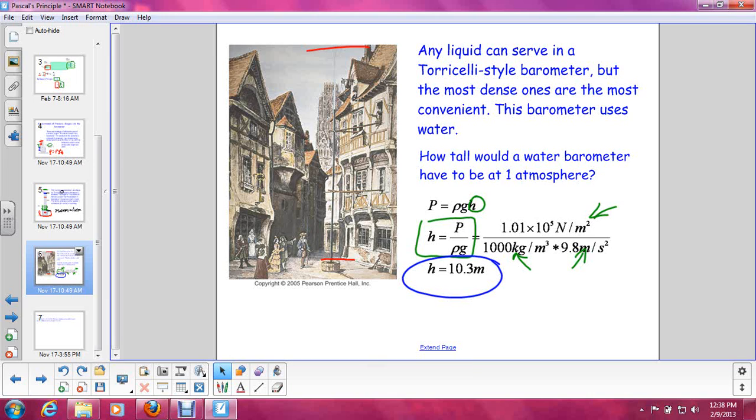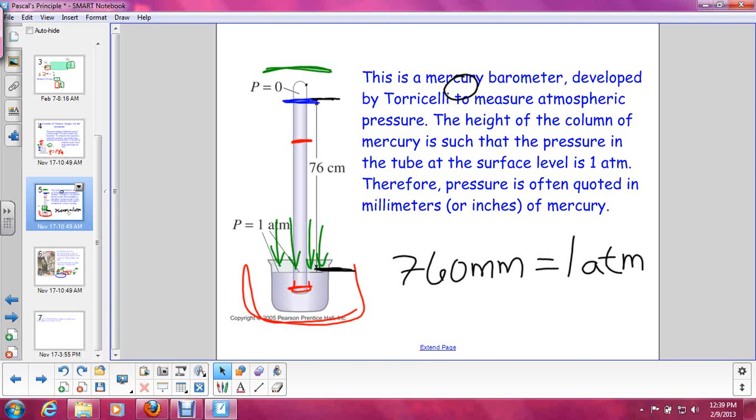That's ridiculous. So we use more dense liquids in these barometers to make them more practical. If this number increases, height decreases. So the more dense, the less height you need, which is why they use mercury. Mercury is not necessarily the safest thing, which is why they don't use open mercury barometers anymore. They're not open at the bottom here because it causes health hazards, but they used to be.